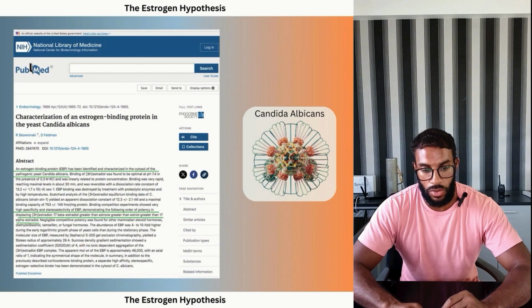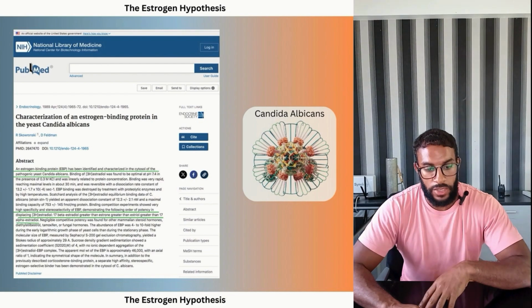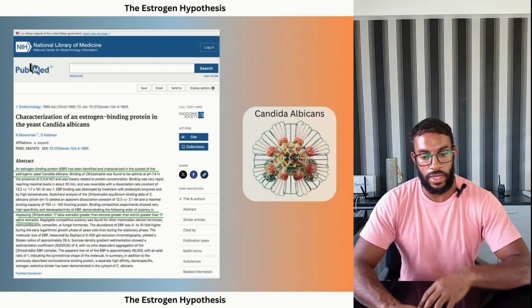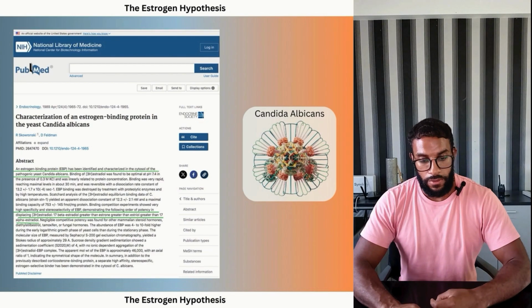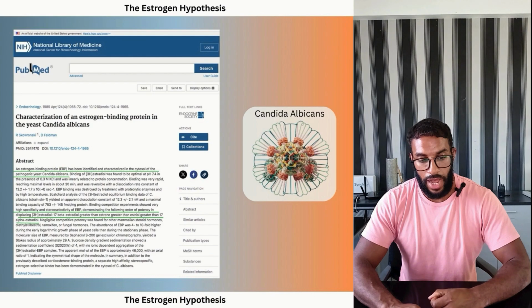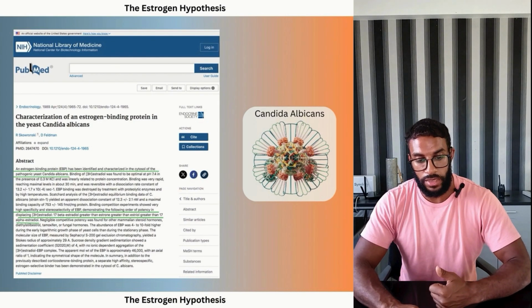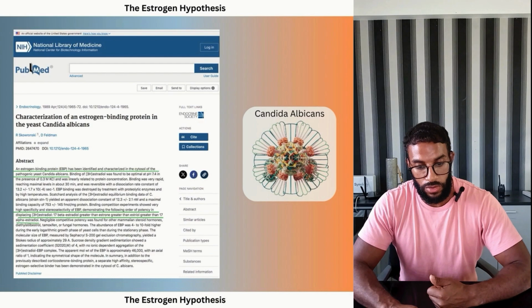1989, this is Skoronsky, and they say characterization of an estrogen binding protein in the yeast Candida albicans. An estrogen-binding protein has been identified and characterized in the cytosol of the pathogenic yeast Candida albicans. And if we just scroll down, we don't have to read the entire thing. They say binding competition experiments showed very high specificity to the stereoselectivity of the estrogen-binding protein, demonstrating the following order of potency in displacing estradiol: beta estradiol greater than estrone, greater than estriol, greater than 17 estradiol.